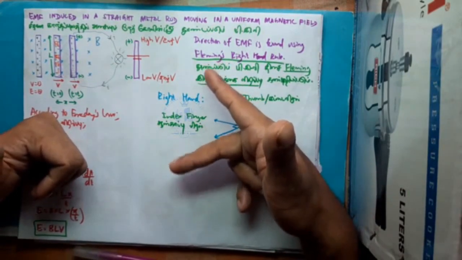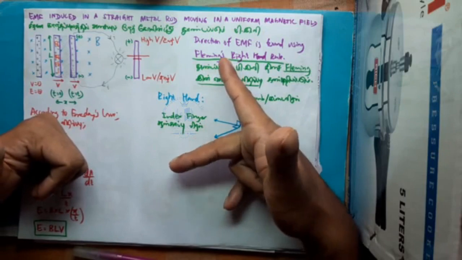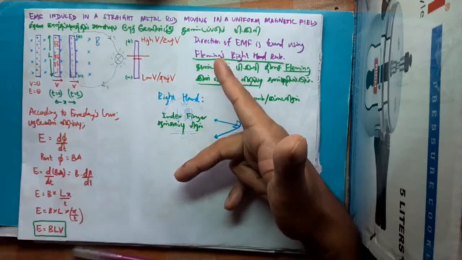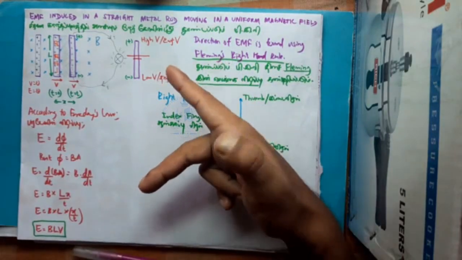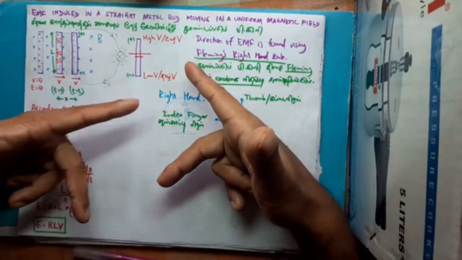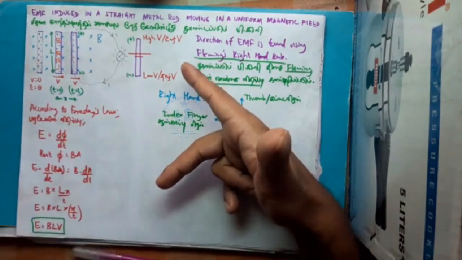So here this middle finger is either current or direction of current, if not direction of induced electromotive force, and the thumb, in Fleming's left hand rule, it is force. Here it's the direction of velocity.